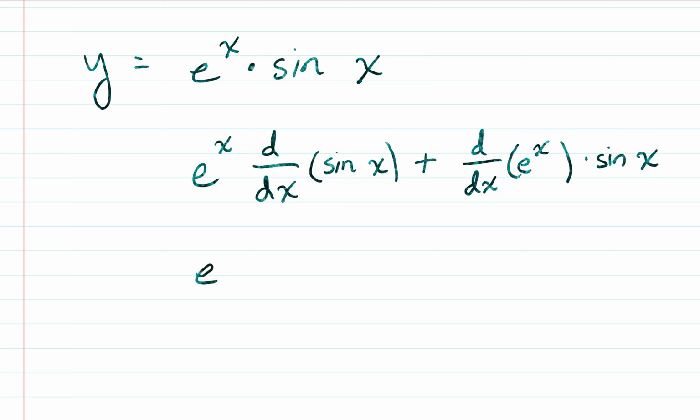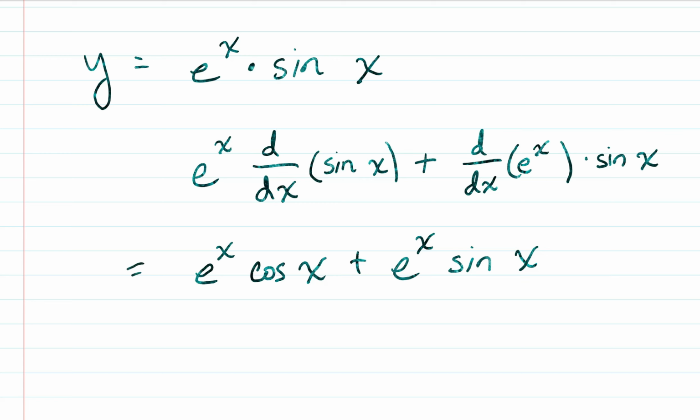So then we have e to the x, that's the first function, but the derivative of the sine x, that second function, we know to be cosine x. And then the derivative of e to the x, well, this is another rule that you've probably already been given and you've already studied. E to the x has that special property where its derivative is still also just e to the x. So the derivative of e to the x is e to the x and then times sine x.